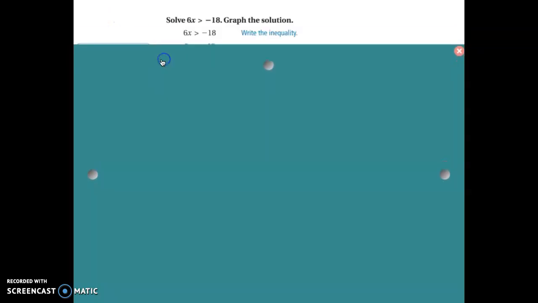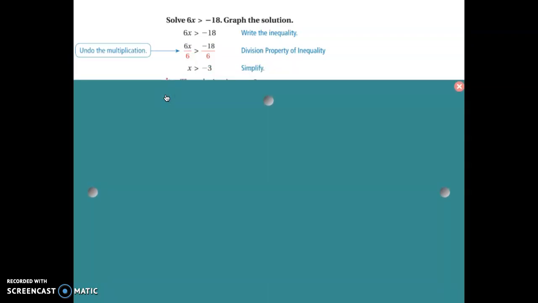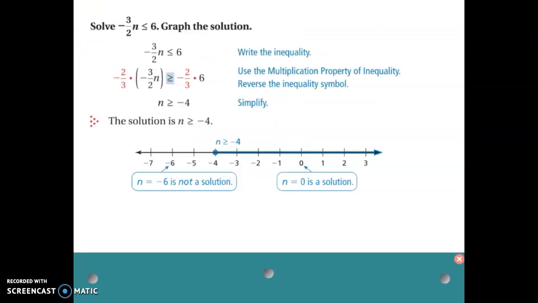All right, so this one, you're dividing both sides by 6, and you're left with x is greater than -3. We started off with greater than, and because we divided by a non-negative, we're just going to keep that the same, and then there's our solution. X is greater than -3. Because it's greater than, -3 is not included, so we use that light circle.